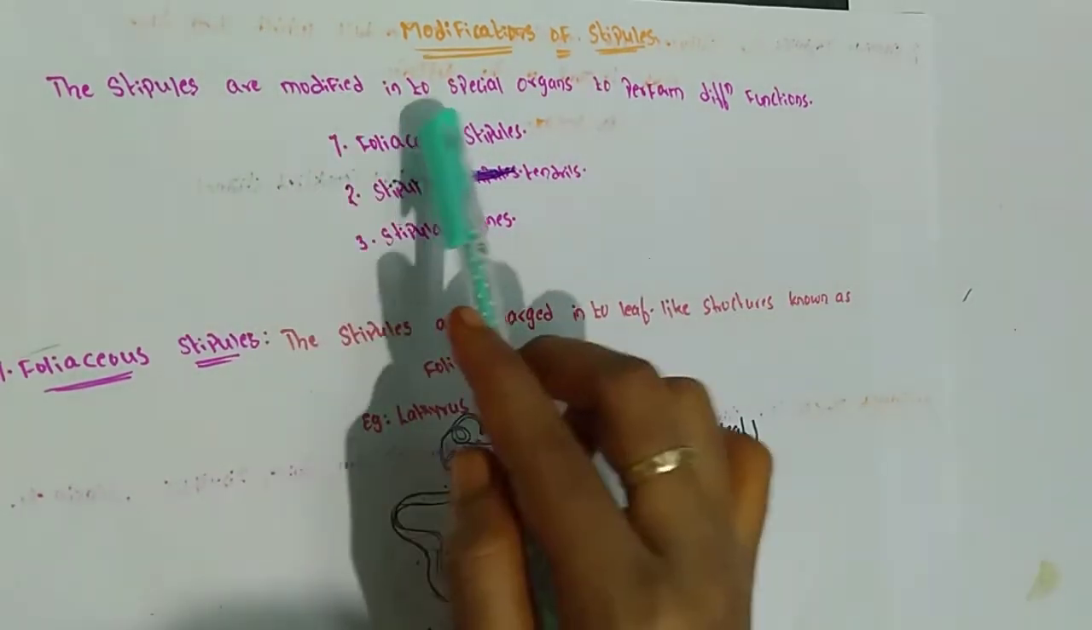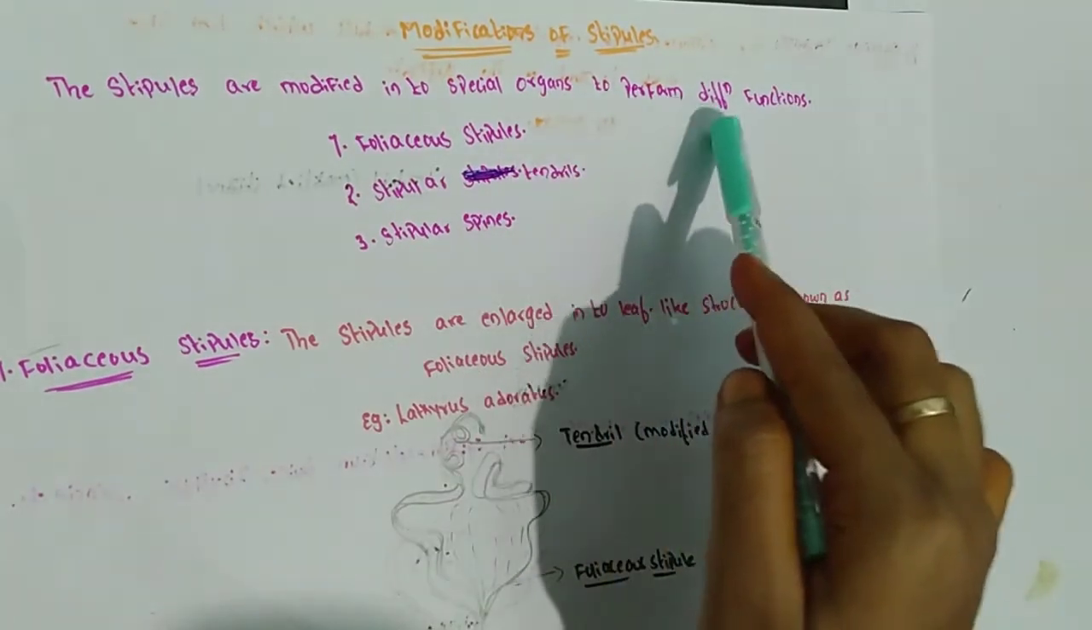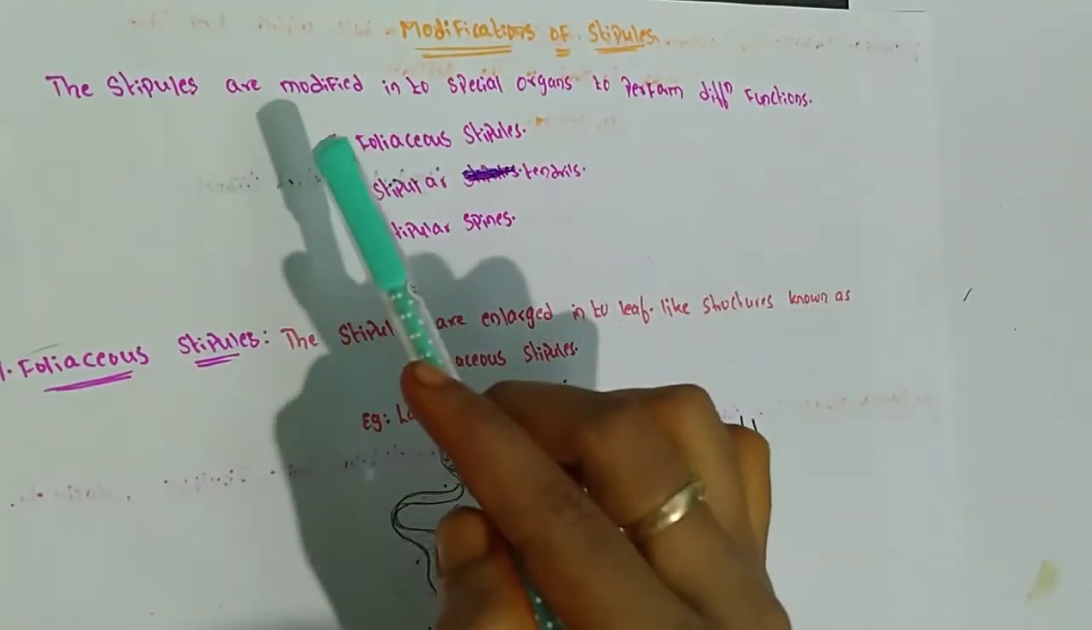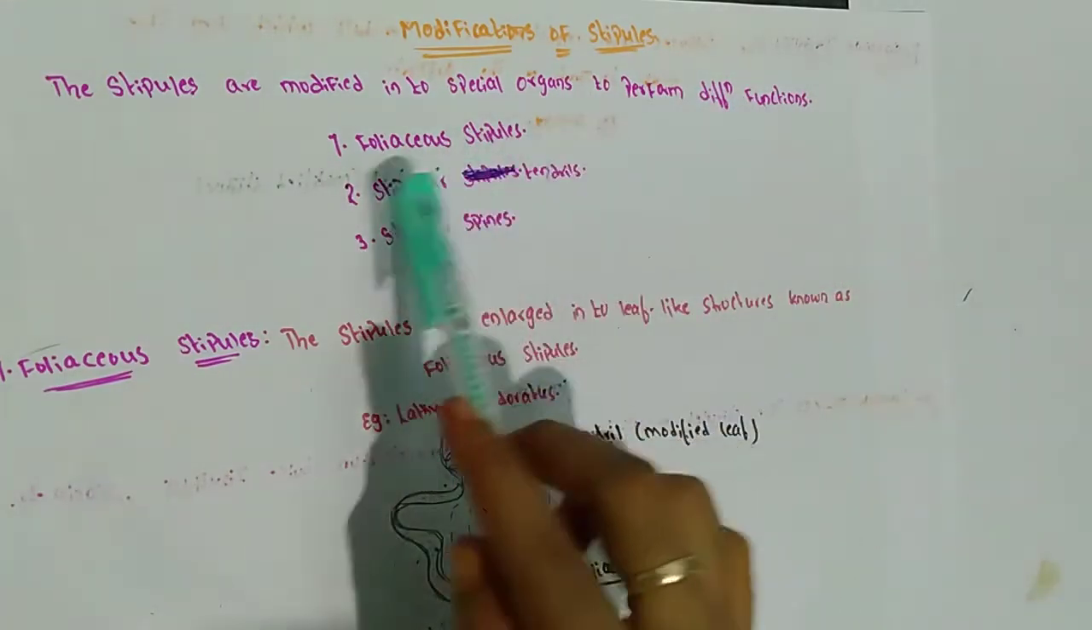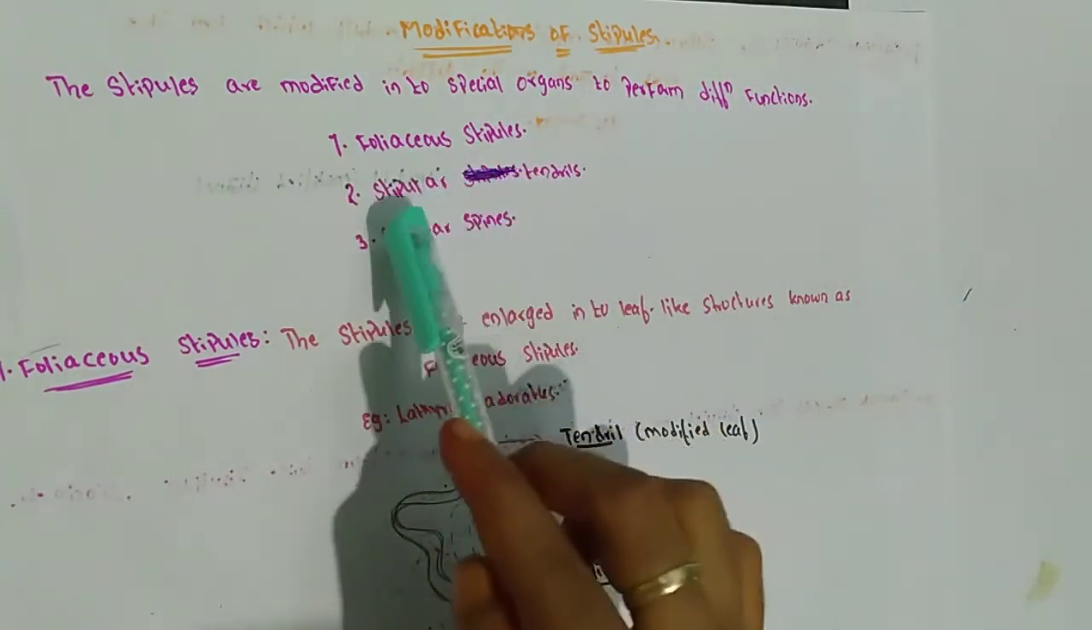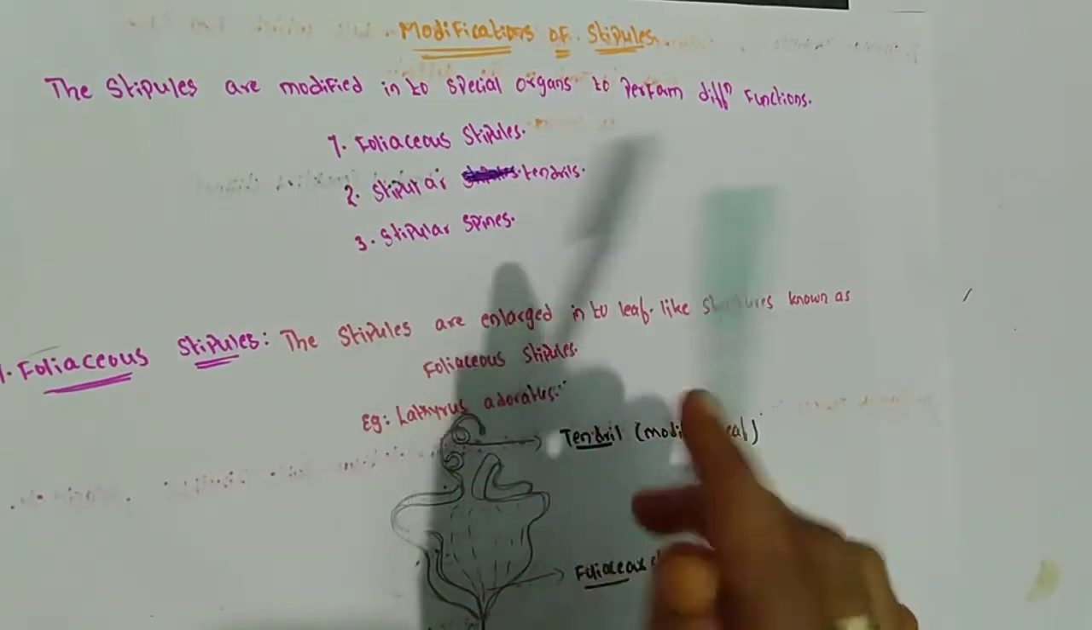The stipules are modified into special organs to perform different functions. So the stipules are modified into different types to perform different functions, namely three types: foliaceous stipules, stipular tendrils, and stipular spines.